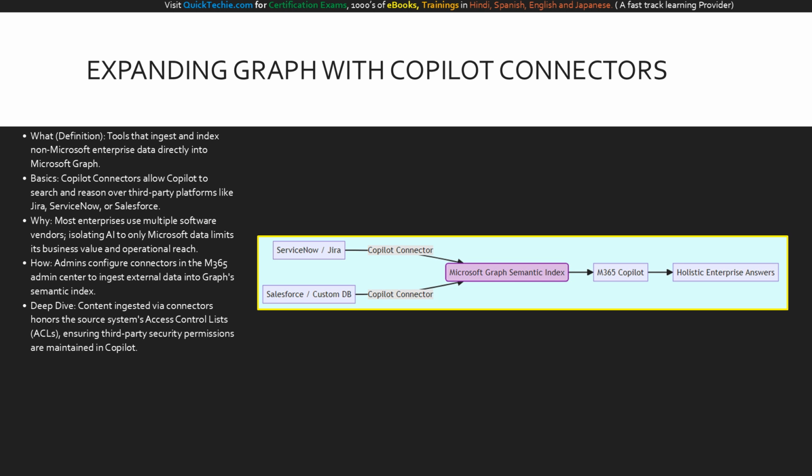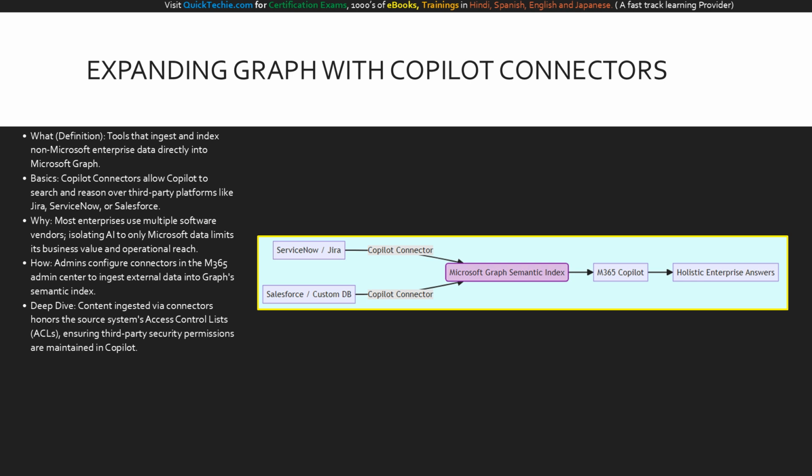For our deep dive, the most critical engineering feature is permission mirroring. When content is ingested via Copilot connectors, Microsoft Graph strictly honors the source system's access control lists. If a user cannot view a ticket in ServiceNow, Copilot will not let them see it in Teams.